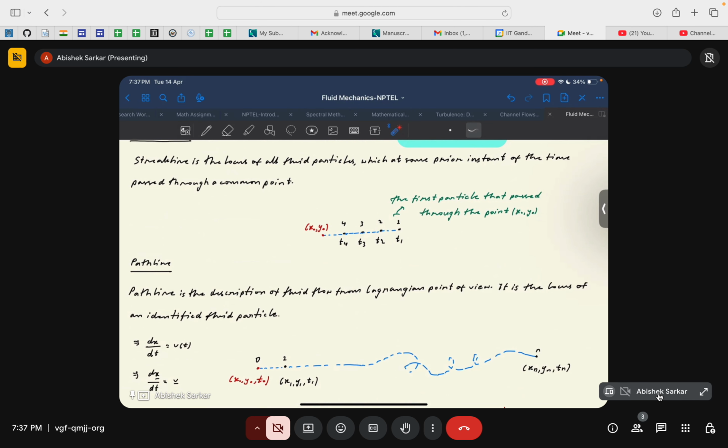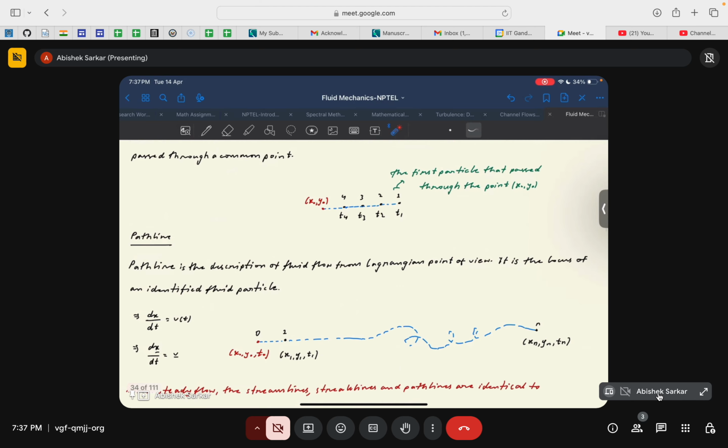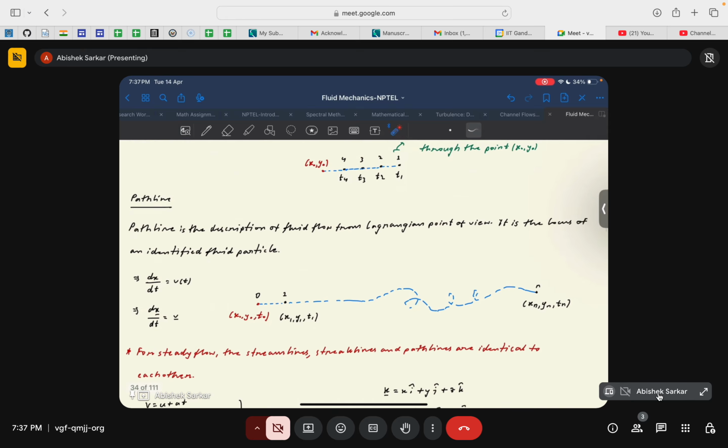Lagrangian point of view of the fluid motion. So if we consider v to be the velocity of the particle and x the position of the particle, then if we integrate this equation at different time steps, we can follow the particle throughout the flow domain. Okay, the major conceptual takeaway was that in the case of steady flows, the streamlines, streak lines and path lines are identical to each other.